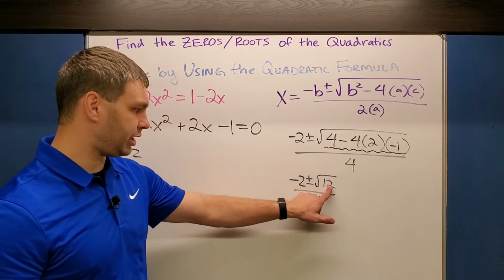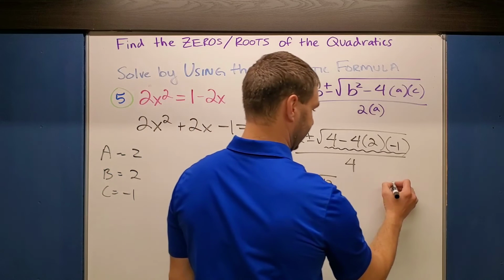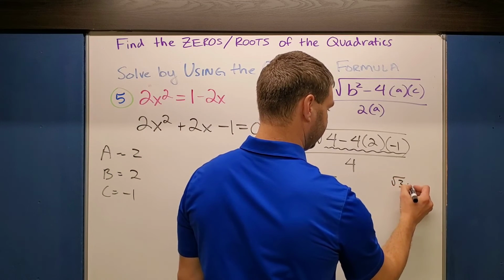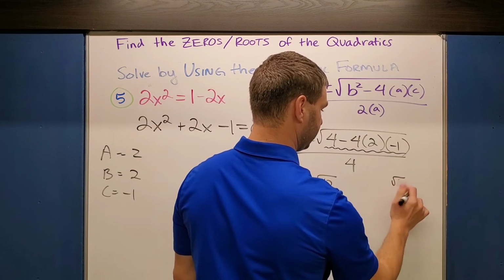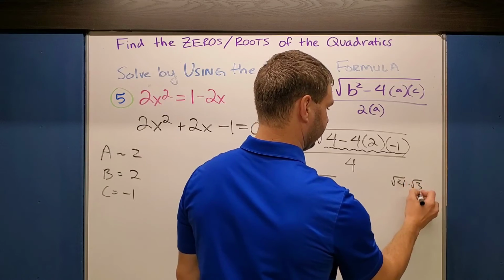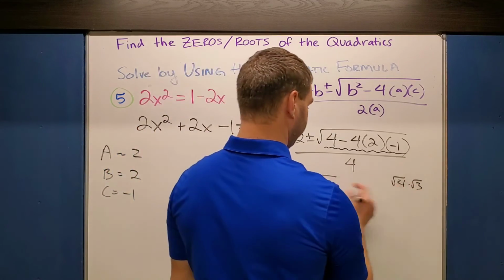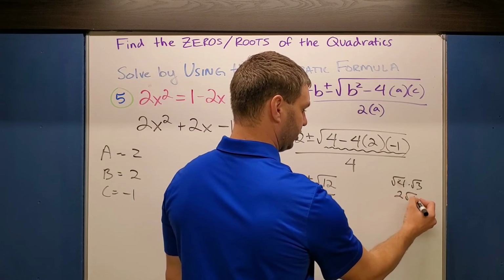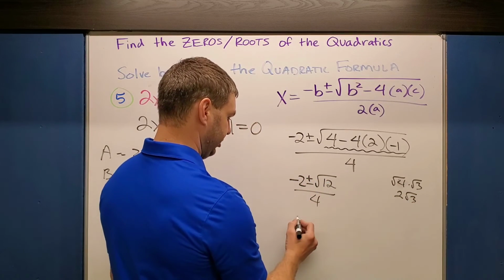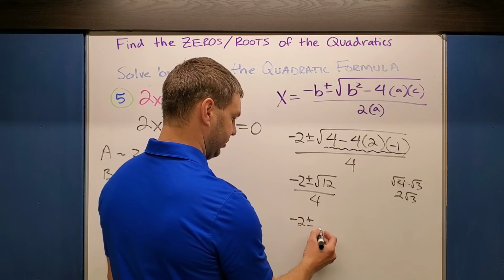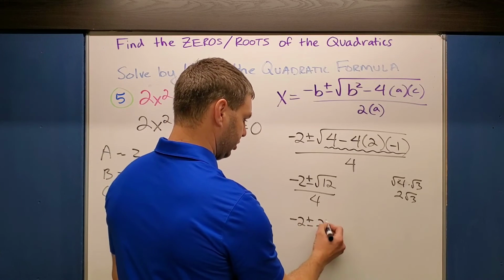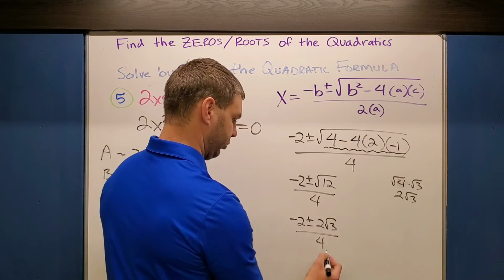Now, square root of 12, of course, can be written as the square root of 4 first, times the square root of 3. That's important because the square root of 4 is 2. So I'm going to replace my square root of 12 with 2 square roots of 3. So it would now look like this, negative 2 plus or minus 2 square roots of 3 all over 4.